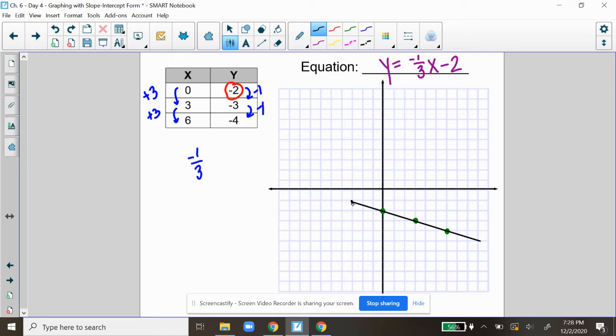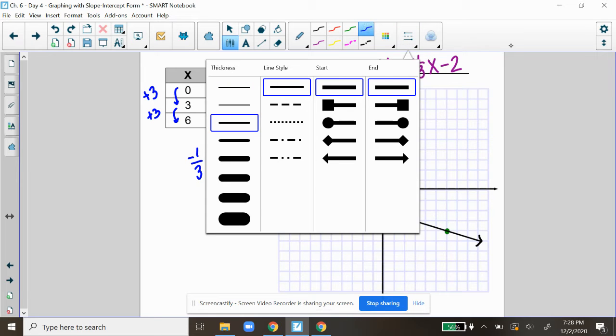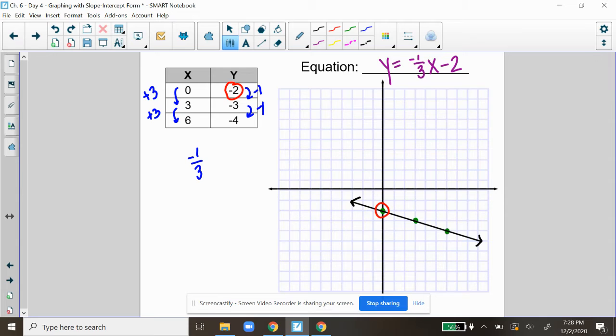Again, I always want to add arrows because the line goes on forever. You'll see here is my starting value of negative 2, really nicely where it crosses the y-axis. Now I want to look at my coefficient and where I see it in the graph. So we're going to first look at our x.